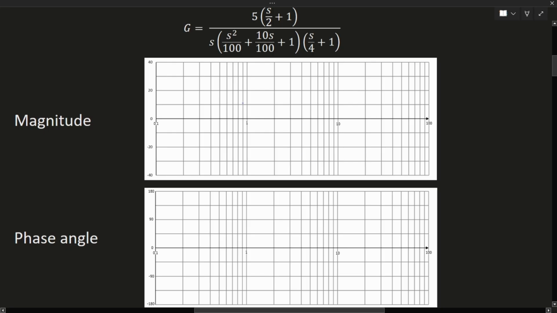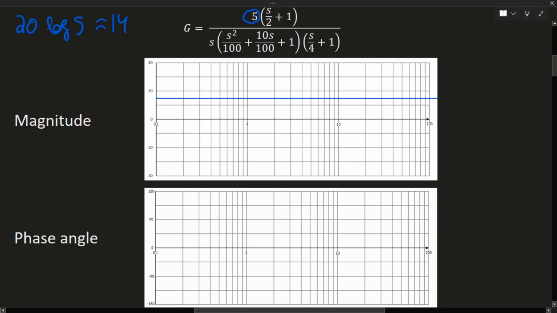So for example, in the transfer function that we have, the K is 5. So we have to calculate 20 times log of 5. And that's going to give us a value of about 14. It doesn't need to be super precise. You're just building the Bode plot. So we would have to draw 14 on the magnitude. And the phase angle, it has 0 effect, so we could just ignore it and move on.